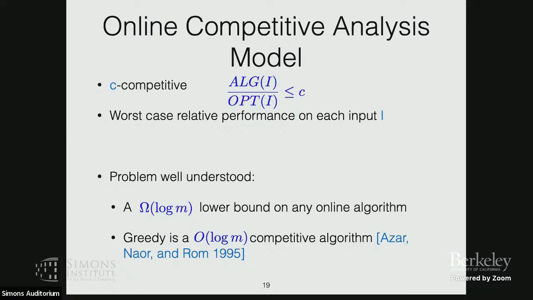The problem's well understood, so what do we know? We know there's a log M lower bound on the competitive ratio of any online algorithm. Moreover, we know greedy is log M competitive. Greedy just says, when a job comes, assign it to the machine with the least load that it can go to. So from a worst case point of view, the problem's solved. Up to constant factors, these are matching. So it looks like there's nothing left to do here.